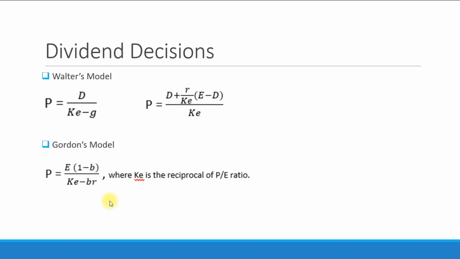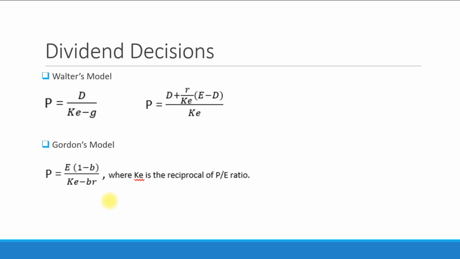There is also an exercise, an illustration which we have done in the exercise book, which is available from the reference section. You can download that Excel file, which has a problem, so you can go through the problem and understand Gordon's model a little bit more clearly.